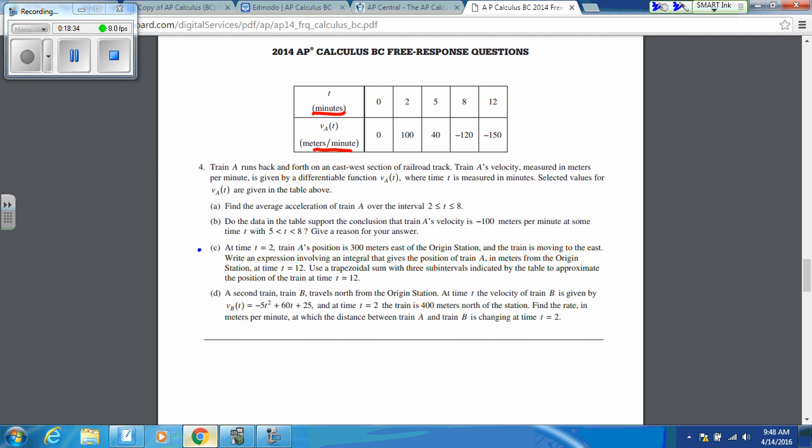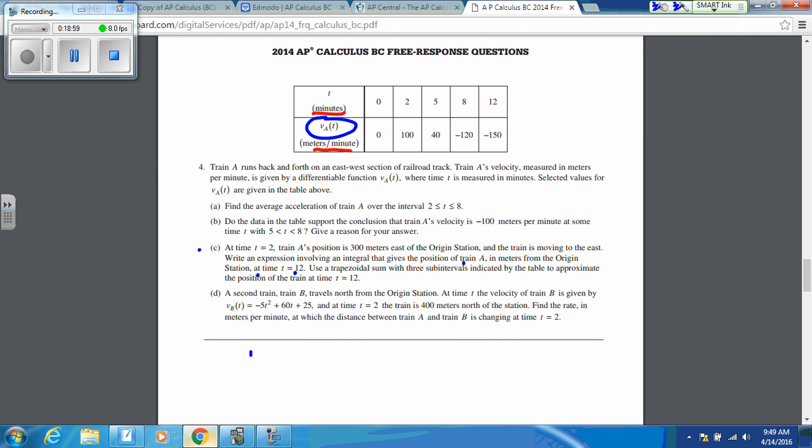Okay, 300 meters east of the origin station, train is moving to the east. Write an expression involving an integral that gives the position of train A in meters at time t equals 12. Okay, if I integrate the velocity, I'm going to get the position. No, the change in the position. So I need to represent the position. Do I have a variable for that? No, they don't give me a label.